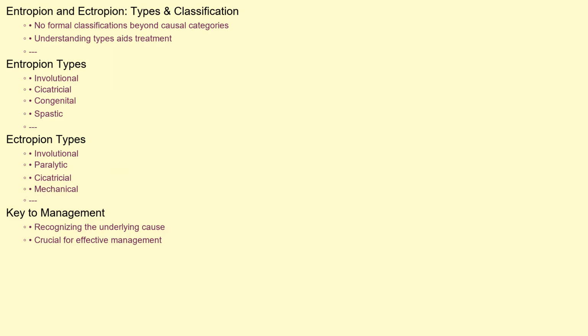While there aren't formal classifications of entropion and ectropion beyond their causal categories, understanding these types helps tailor treatment. For entropion, we distinguish between involutional, cicatricial, congenital, and spastic types. Similarly, ectropion is categorized as involutional, paralytic, cicatricial, and mechanical. Recognizing the underlying cause is crucial for effective management.